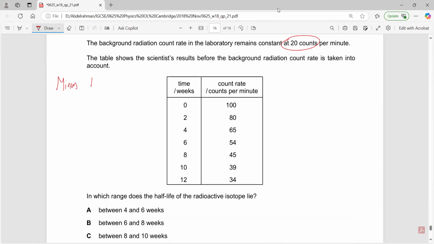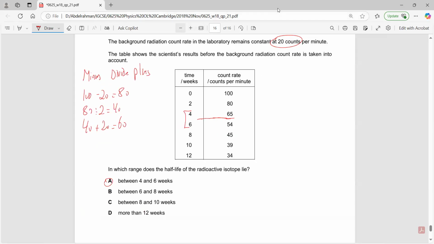Minus, divide, and then plus. 100 minus 20 is 80. 80 divided by 2 is 40. And then you add the 20 again: 40 plus 20 is 60. 60 lies somewhere in the middle, so it's between 4 and 6 minutes.